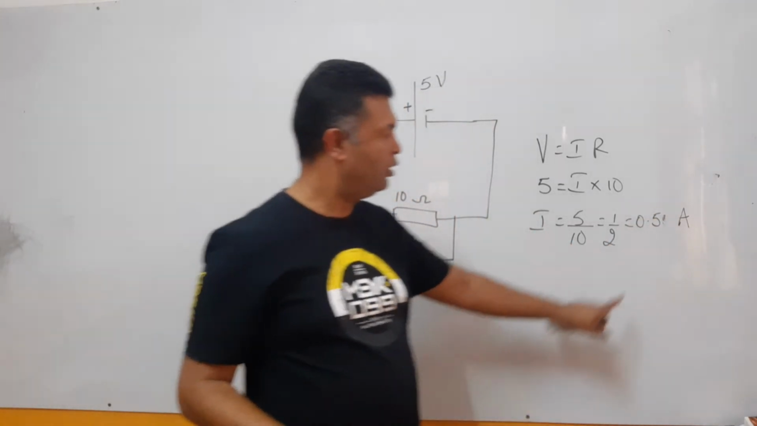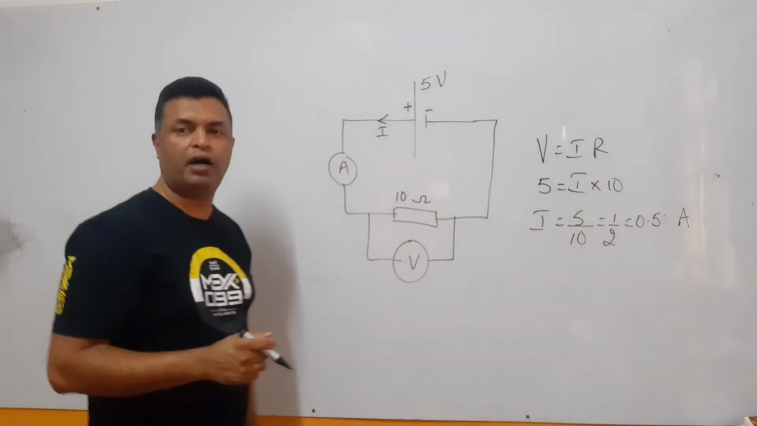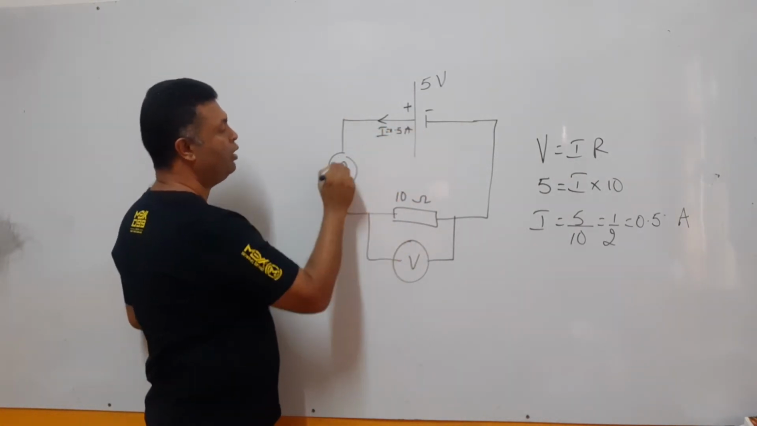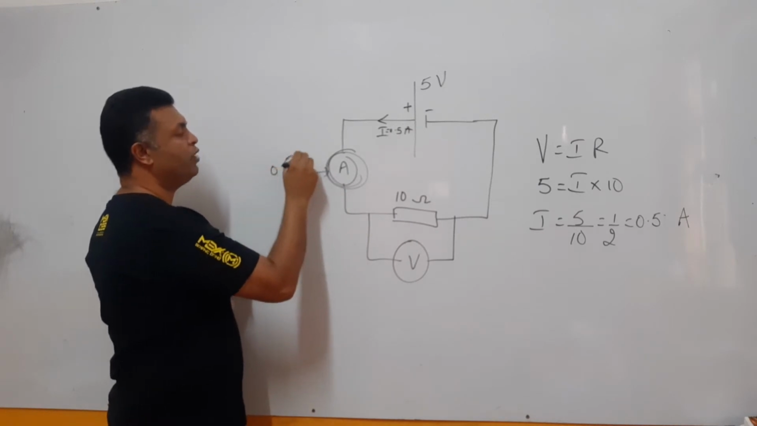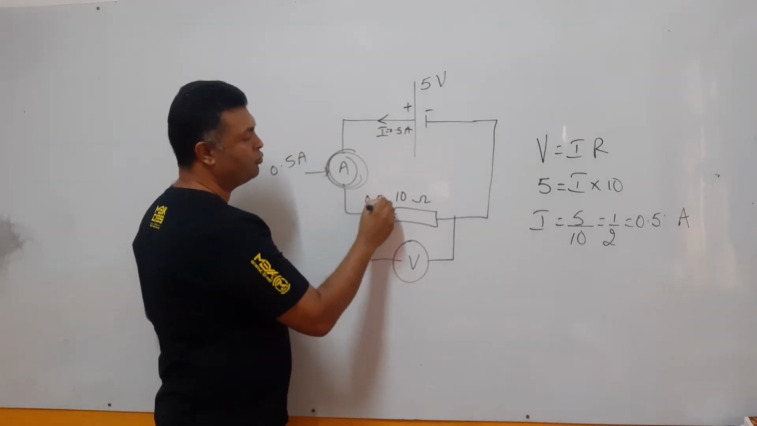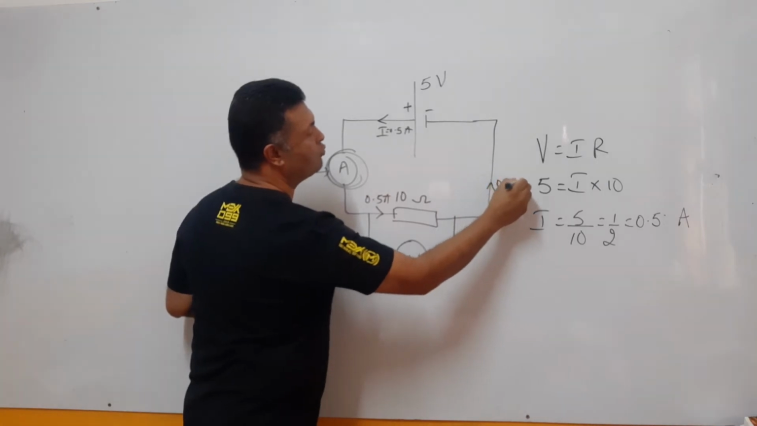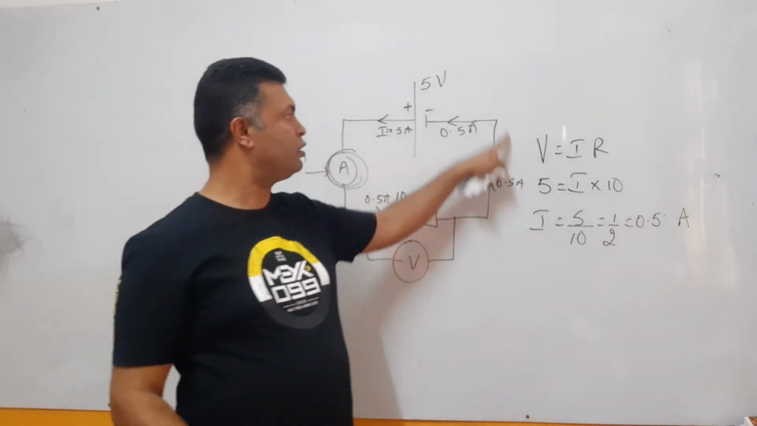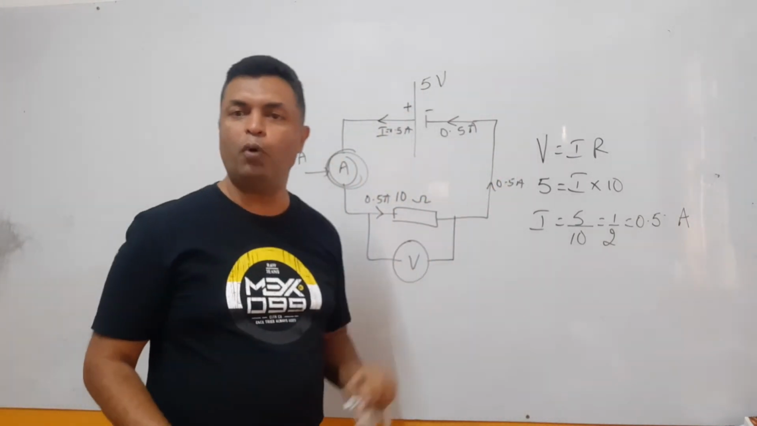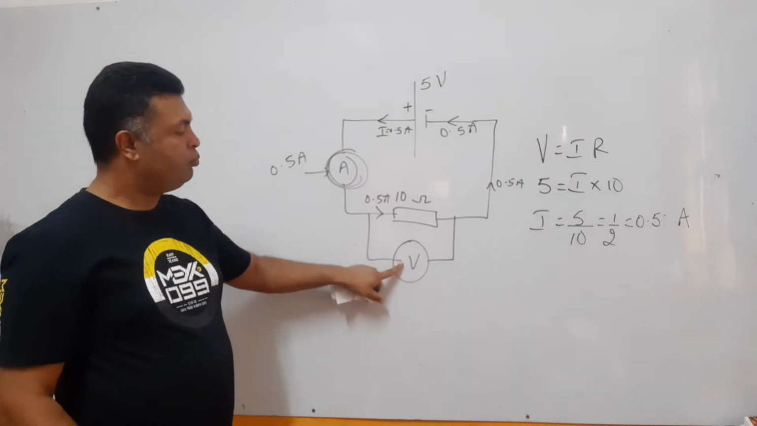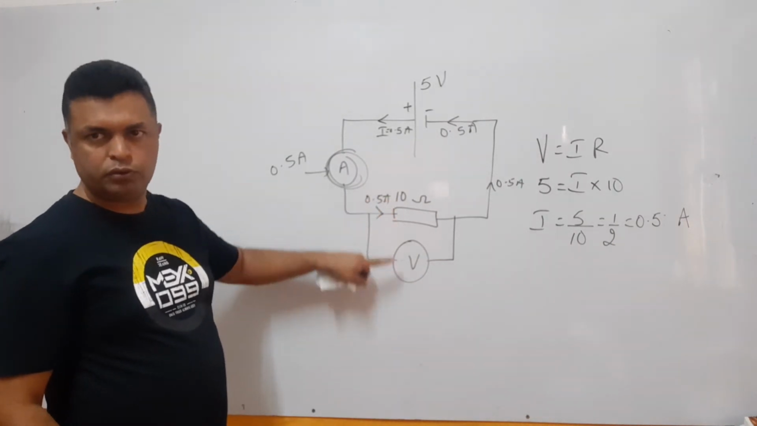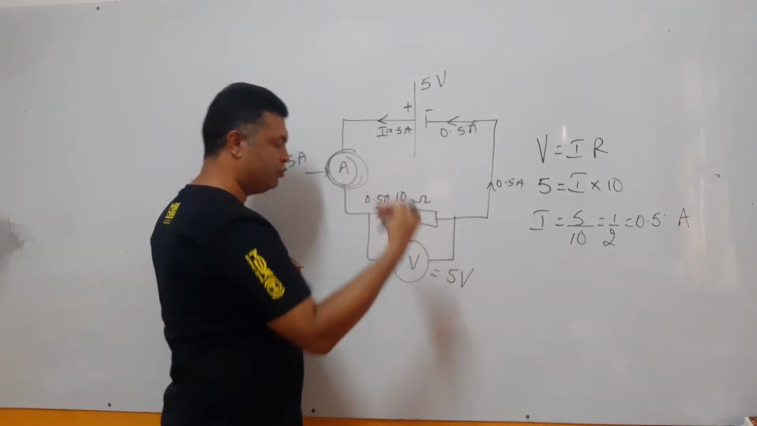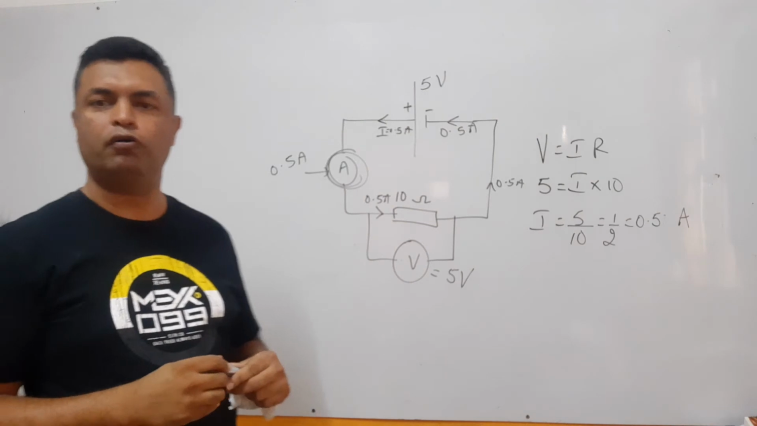0.5, 0.50 is the same thing. So you get 0.5 ampere. So this is a current. Here you'll be having 0.5 ampere. The ammeter will read 0.5 ampere. Here also 0.5 ampere, and returning 0.5 ampere. So it is a series circuit. The current is the same at all points. Now, the voltmeter is placed in parallel to the resistor and it will give me 5 volts. Because I have 5 volts here, the voltmeter will read 5 volts.